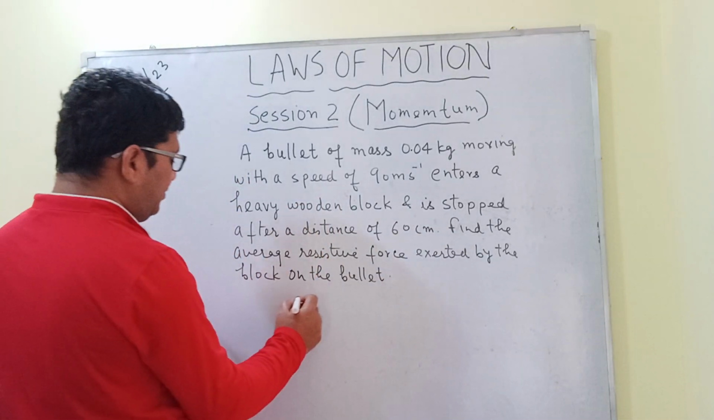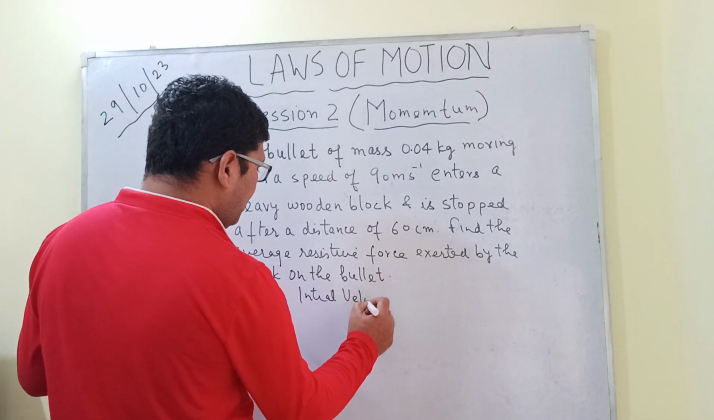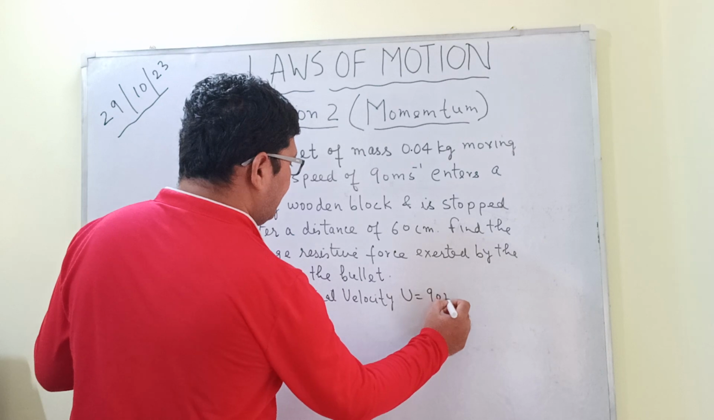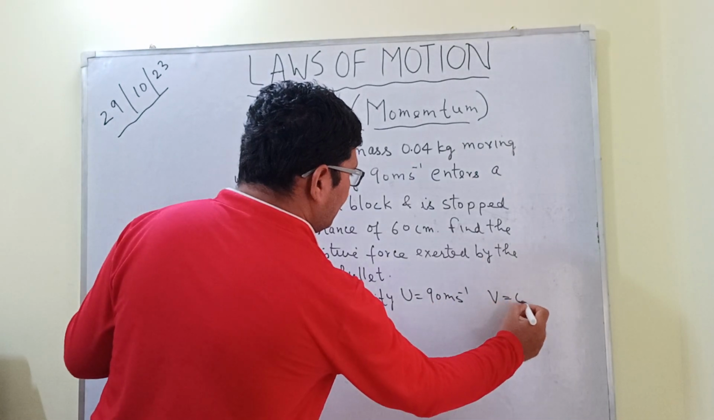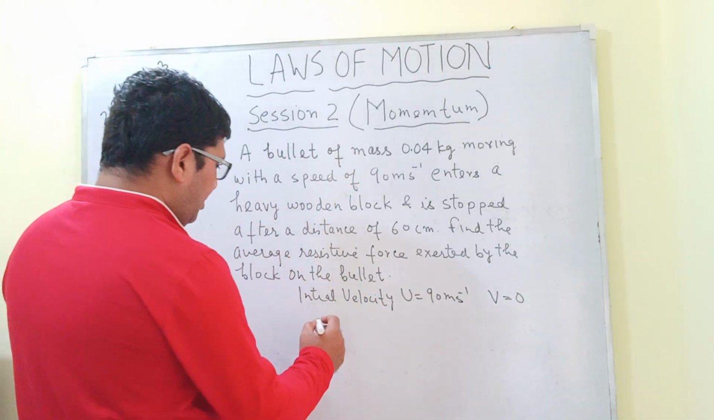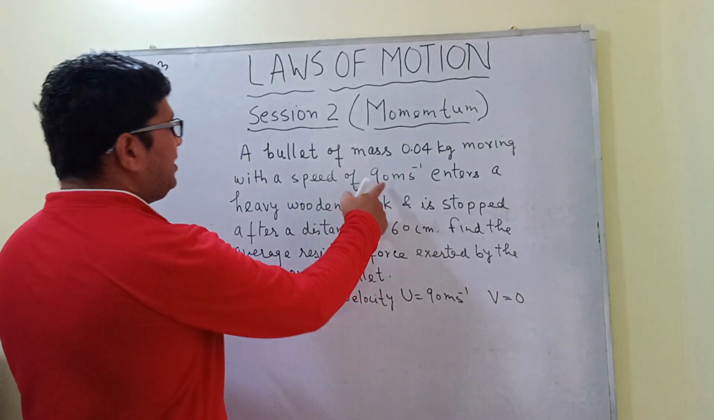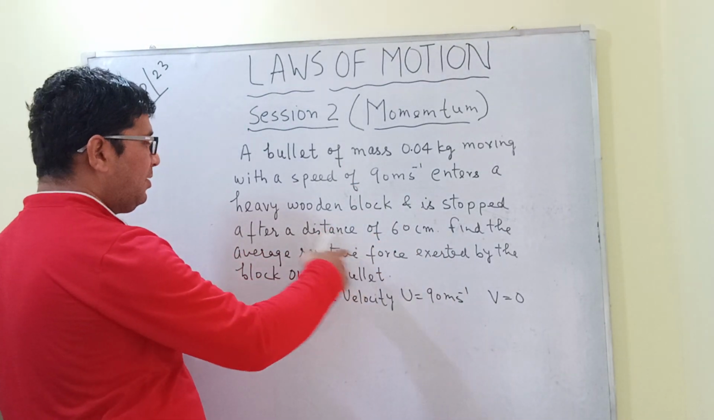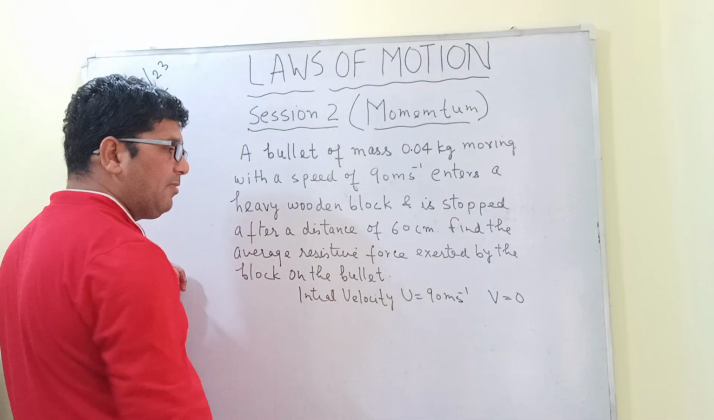So now in this case the initial velocity u is equal to 90 meter per second. The final velocity v is equal to 0. So in this case we can find the value of this retardation. The initial velocity is 90 meter per second, and when it is stopping at a distance of 60 centimeter in the wooden block, the final velocity will be equal to 0.